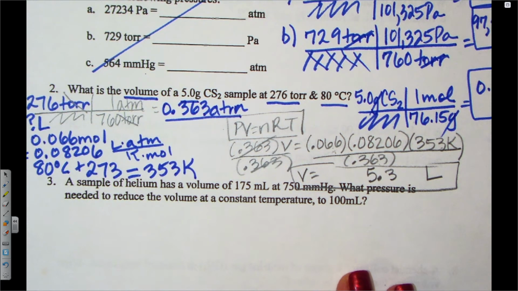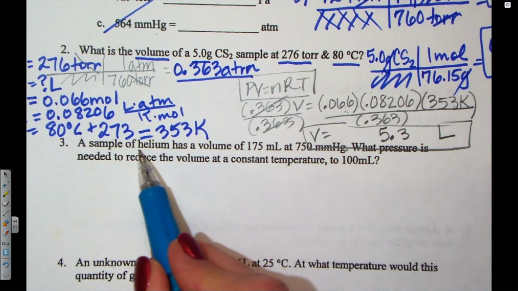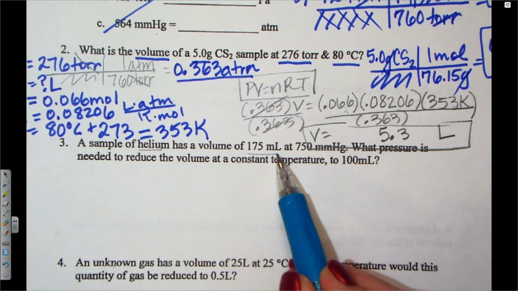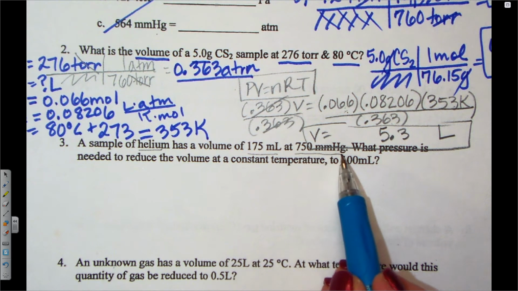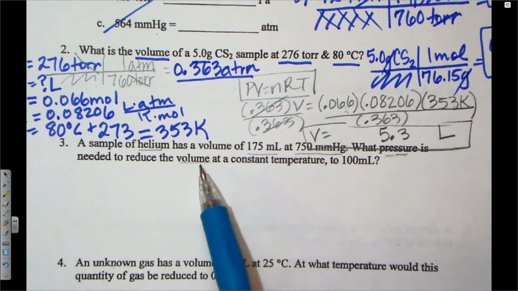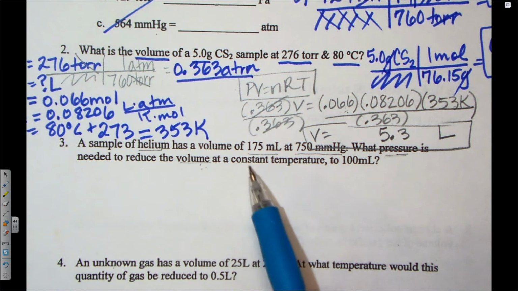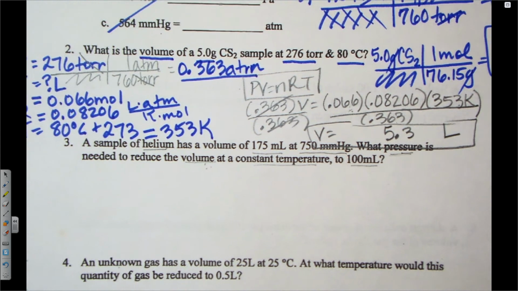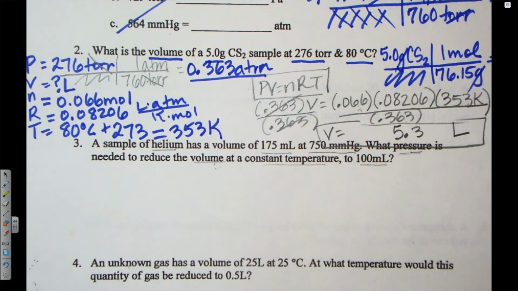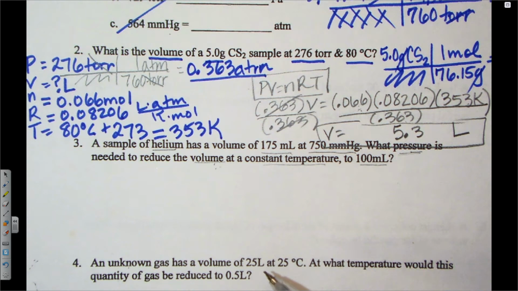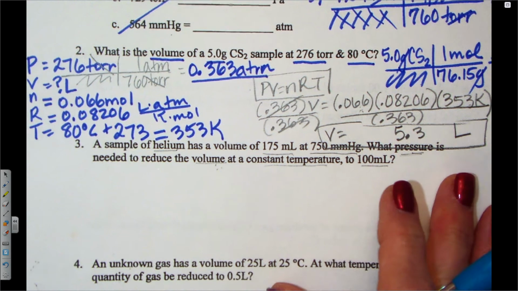All right, number 3 says you have a sample of helium with a volume of 175 milliliters at 750 millimeters of mercury. What pressure is needed to reduce the volume, constant temperature, to 100 milliliters? Notice 2 volumes have been mentioned here. So this is one of our gas laws that's related to the combined gas law because it mentions 2 volumes and it mentions 2 pressures. Constant temperature.